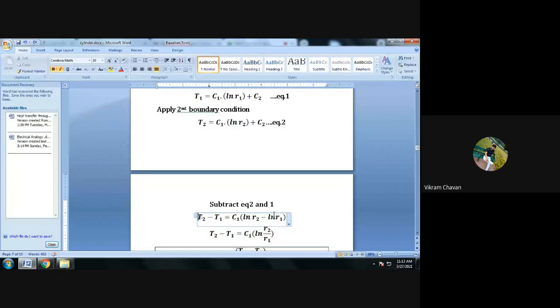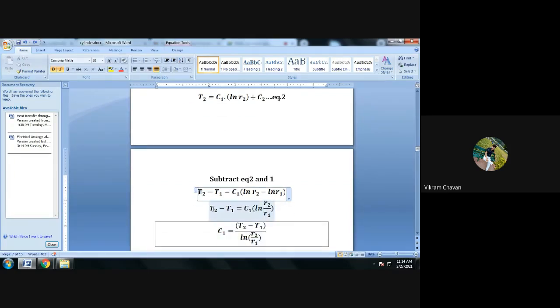The logarithmic rule is: log X minus log Y is equal to log of X divided by Y. By applying the same logarithmic rule, we have converted ln of R2 minus ln of R1 into ln of R2 divided by R1.